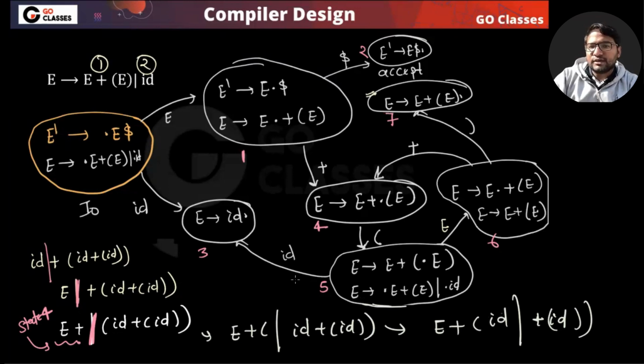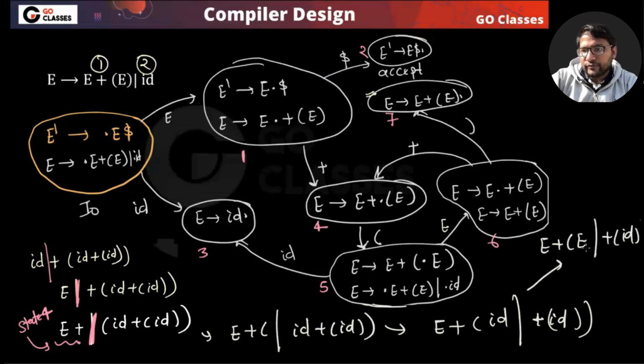You will do a reduction in this state. You can do the reduction, right? Okay, so you can reduce this ID to capital E. Now if you reduce this ID to capital E, then what will happen? So it will be E plus open parenthesis capital E, then plus ID this. Now can you tell me which state you are in? E plus open parenthesis, capital E, and then capital E. So you are in state number 6, right? You are in state number 6. So that's how you can keep on telling me the states, right?